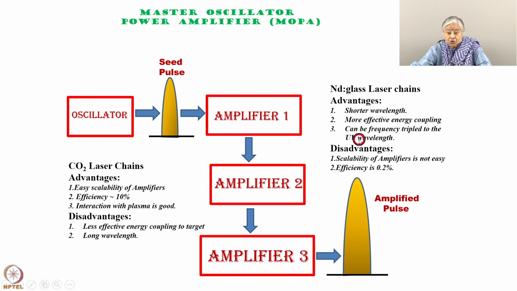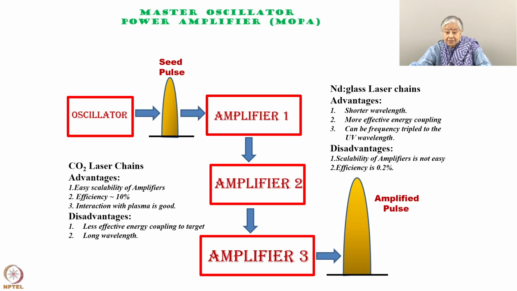In fact, this shorter wavelength can be frequency tripled into UV wavelength. Frequency doubled and then frequency tripled. Remember I had told you that ND glass with KTP crystal, you can frequency double it to the green region, double it once again, you will come close to this UV wavelength. So, UV wavelength is a very short wavelength, ultraviolet. Then it will be very easy to focus it onto your target, and there will be effective energy coupling.